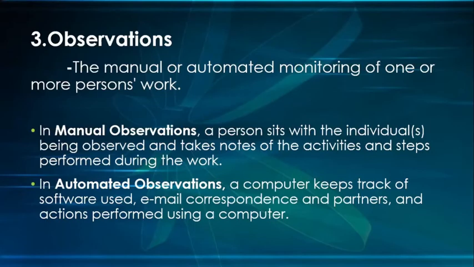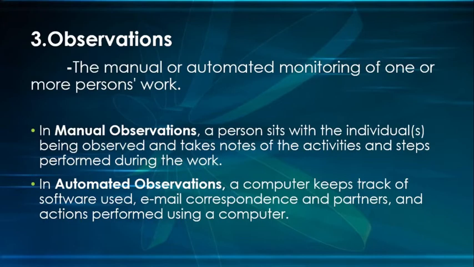So the next method is using observations. It is a manual or automated monitoring of one or more persons' work. There are two types. First is manual observation, where a person sits with the individual being observed and takes notes of the activities and steps performed during the work. So it's like physical observation.